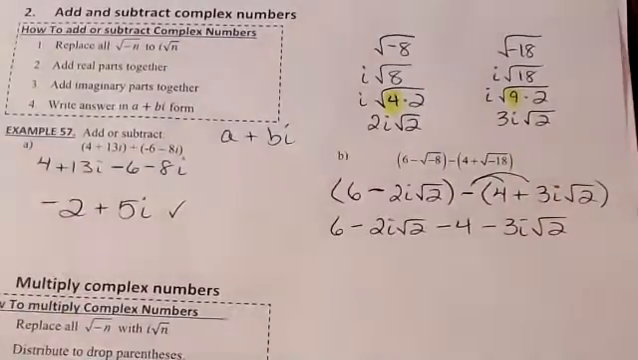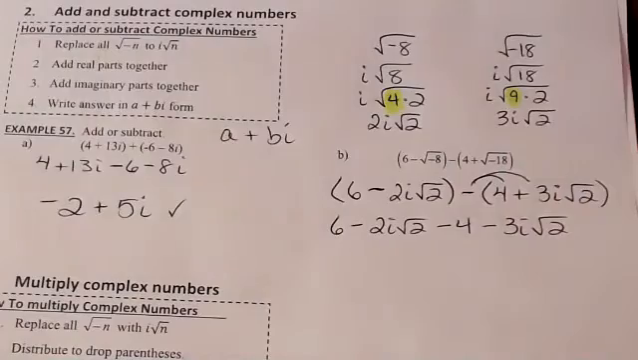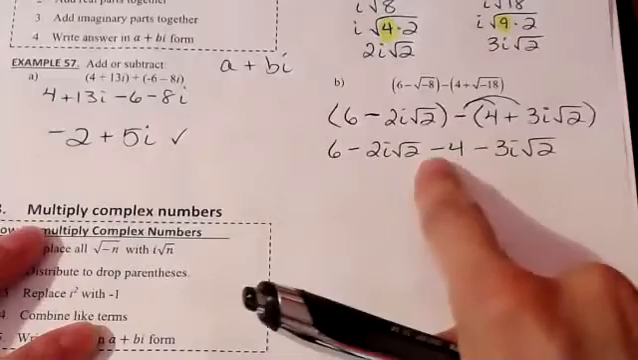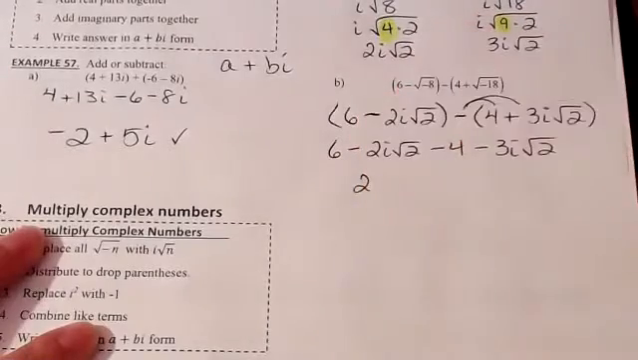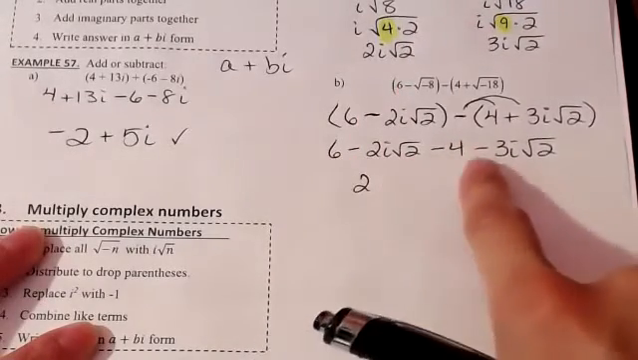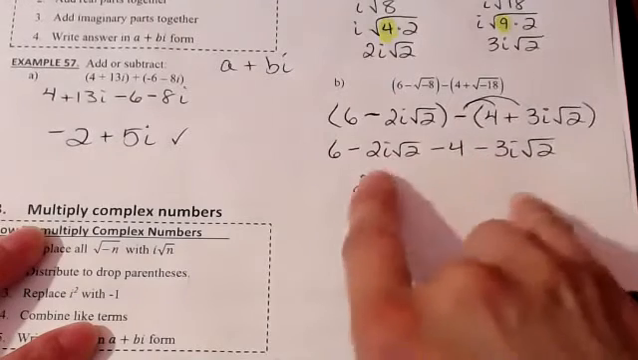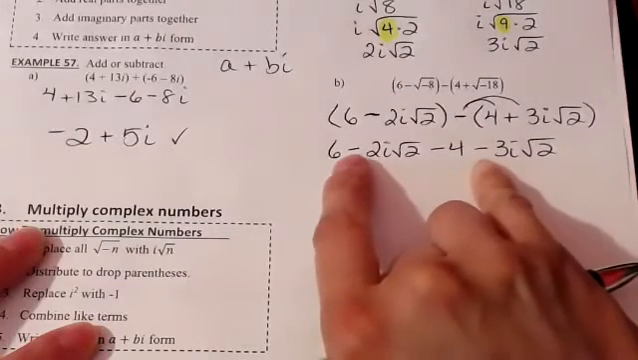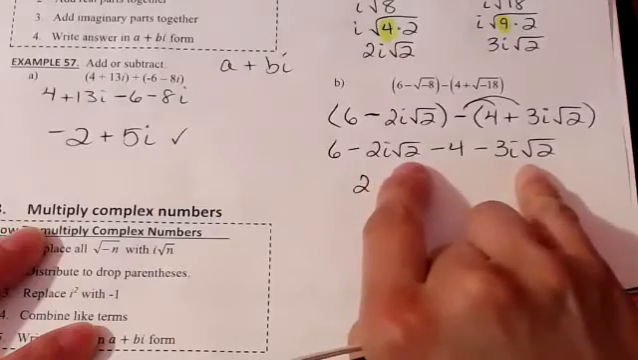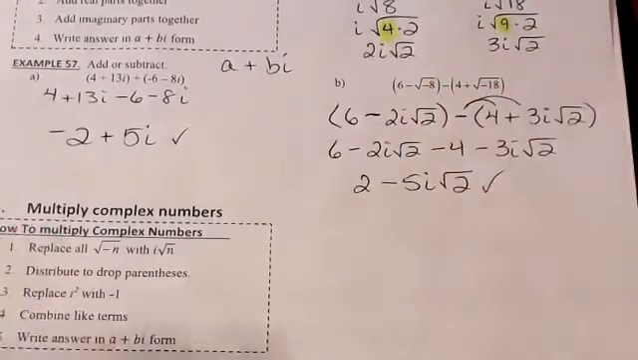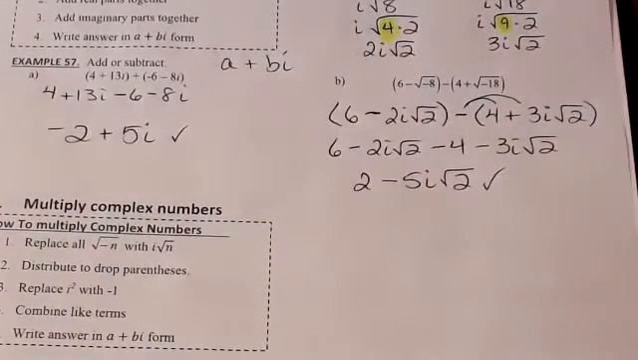And now we combine like terms, real parts and then imaginary parts. Notice our real parts, 6 minus 4, that's 2. And then notice negative 2i square root of 2 and another negative 3i square root of 2. These are completely identical, which is awesome. So it's going to give us negative 5i square root of 2. And there you have your final answer.